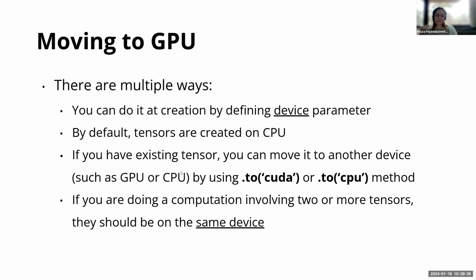One of the important aspects to recall is that if we have a computation involving two or more tensors, they must have similar or the same shape. In addition, they should also be on the same device. So if you have one tensor on CPU and one tensor on GPU, you cannot add, subtract, multiply, or do any operations involving these two tensors. You have to move one of the tensors to the same device as the other.